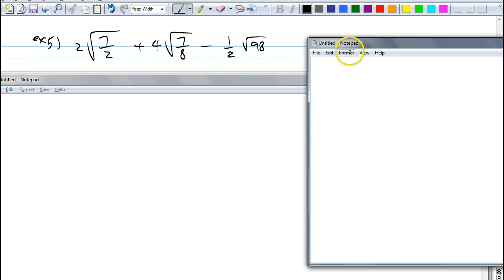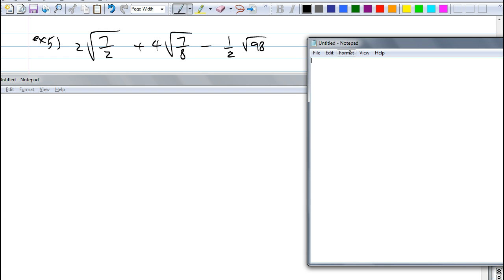Here we go. Okay, here's one last one. Here's the last example: 2 times rad 7 over 2. Now this time they have fractions as a radicand, right? So we still know how to do this, don't we? Plus 4 rad 7 over 8 minus 1 over 2 rad 98. Okay. Remember one of those rules.